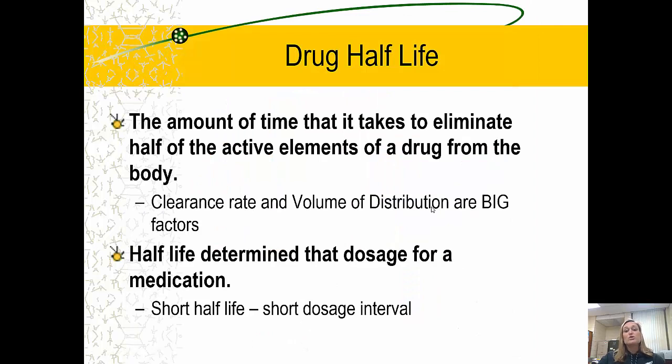A couple other terms here: drug half-life. The amount of time that it takes to eliminate half of the active elements of a drug from the body, to actually eliminate and clear it in the urine. So the amount of time that takes is determined, and we know for each drug. So if the drug has a really long half-life, you're probably going to have a long time in your dosage period. So if it says take one in the morning and one in the evening, that might be because the drug half-life we know to be very large.